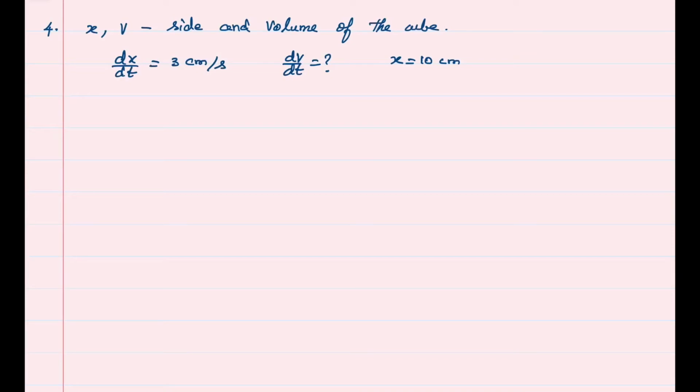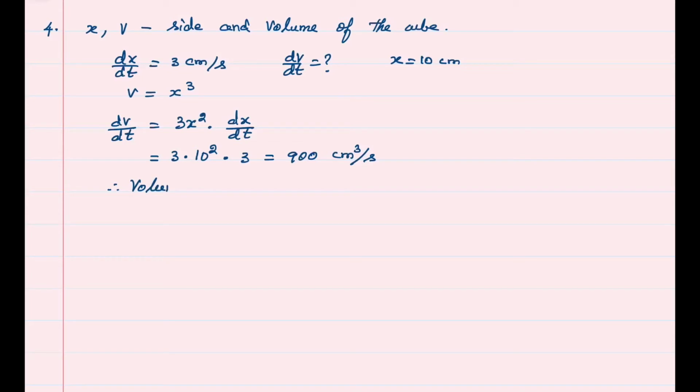These given values should be substituted only after differentiation. Volume of a cube formula is x cube. We will differentiate both sides with respect to time t. dv by dt is, on the other side we have to apply chain rule, 3x square times dx by dt. Now let us plug in the values which are given. 3 times x square is 10 square times dx by dt is 3, which is 900, and unit for dv by dt is centimeter cube per second. Therefore, the volume of the cube is increasing at the rate of 900 centimeter cube per second.